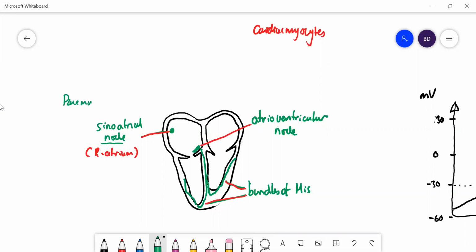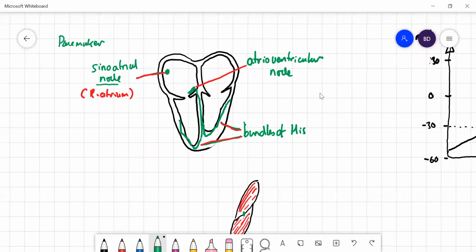And these cells fire. They have an action potential, and they'll do that about 70 times a minute. All of the cells of the sinoatrial node will fire, have an action potential, and they'll all go at the same time.